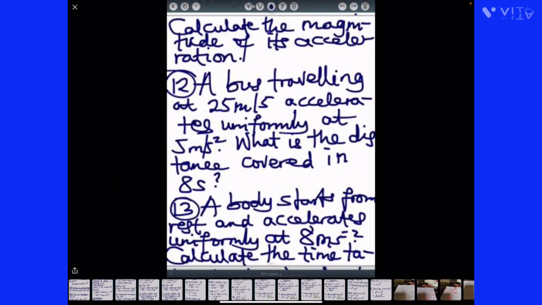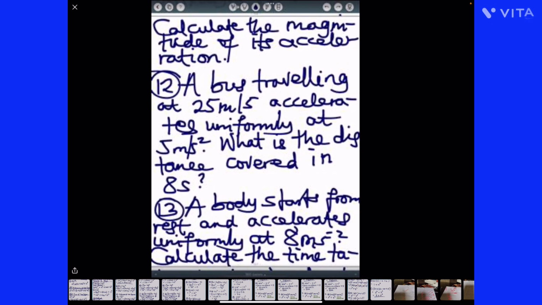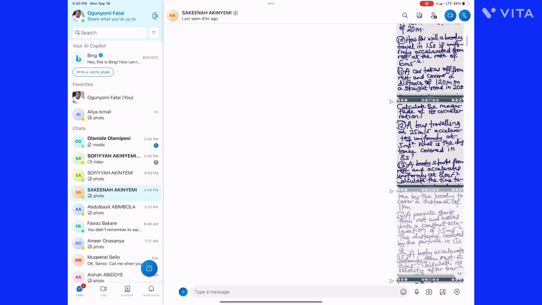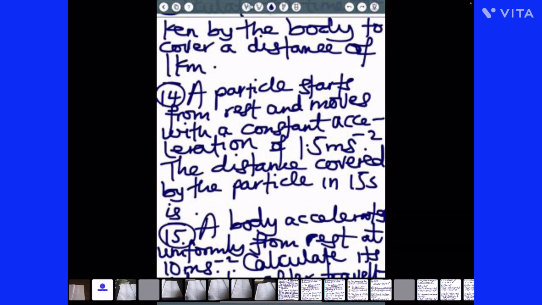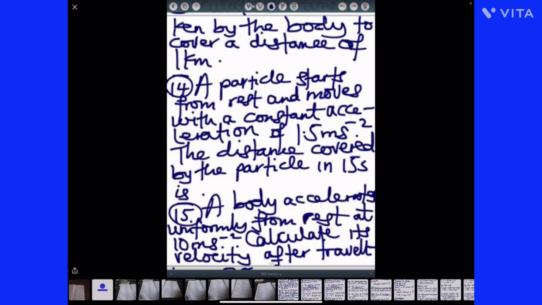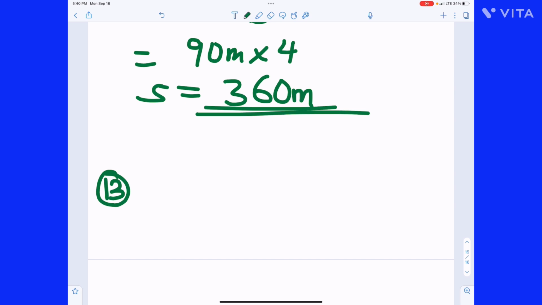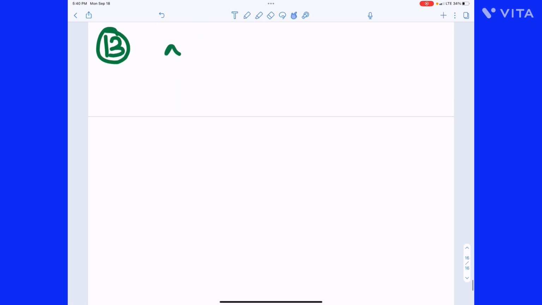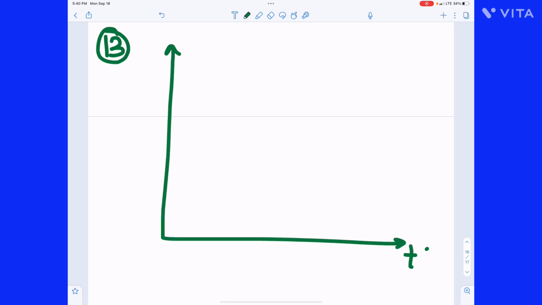A body starts from rest and accelerates uniformly at 8 meters per second squared. Calculate the time taken by the body to cover a distance of 1 kilometer. Okay, let me draw a velocity time graph, just to learn it. We are not asked to do it, but just to learn.